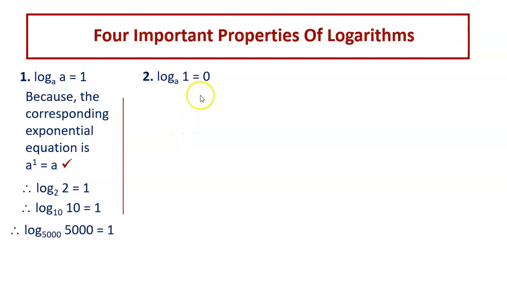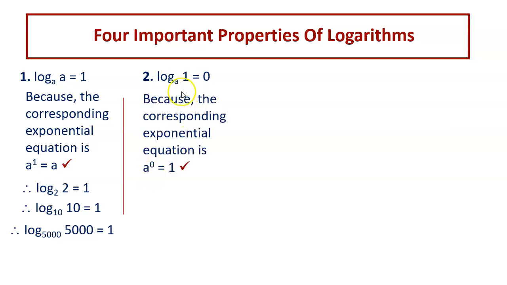Why? Again we convert to its corresponding exponential equation. And what do we get? We get this e is the base, 1 is the argument which becomes the answer, and this 0 is the result which will become the power in the exponential equation. So it is e raised to the power of 0 equal to 1. And we know any number raised to the power of 0 is indeed equal to 1. Therefore, log of 1 to the base e is equal to 0.